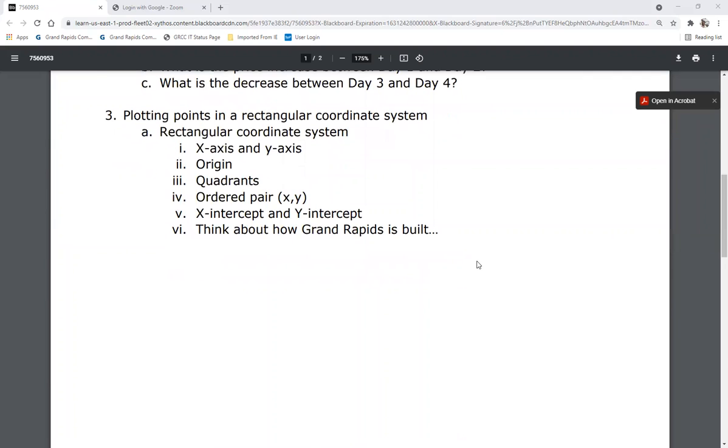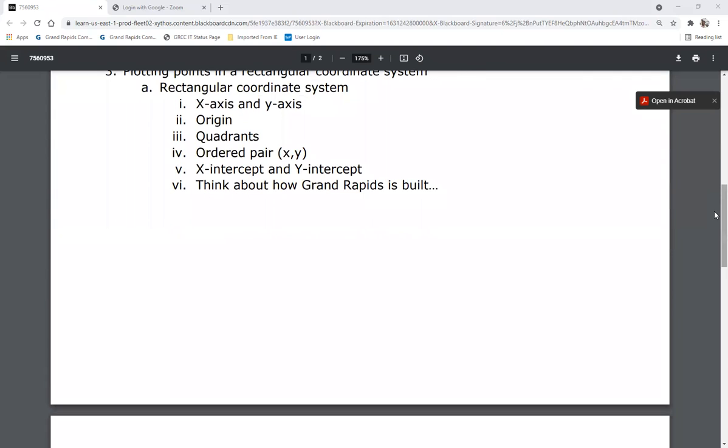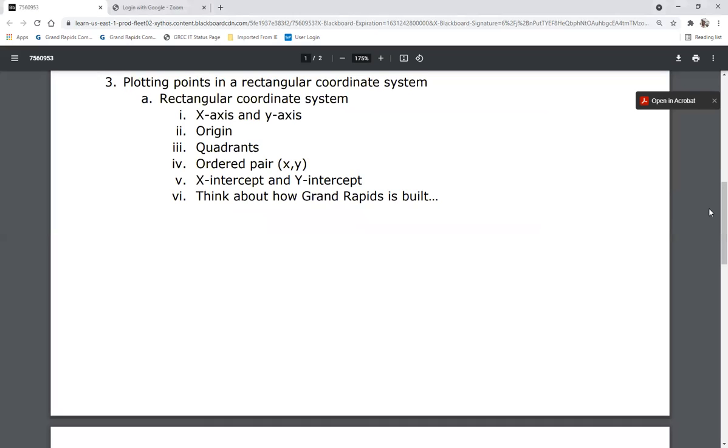But before we actually plot points, let's talk about the rectangular coordinate system. The reason why it's called the rectangular coordinate system is because all our movements are only vertical and horizontal. And if you go vertical and horizontal, essentially you can draw a rectangle. That's why it's called a rectangular coordinate system.